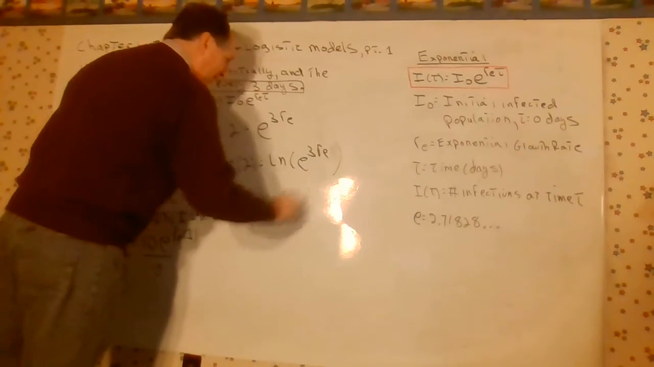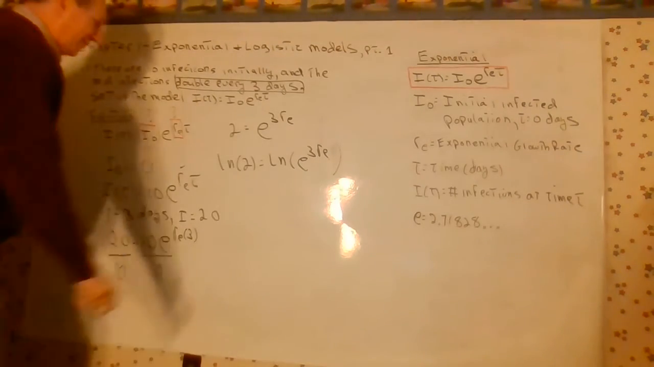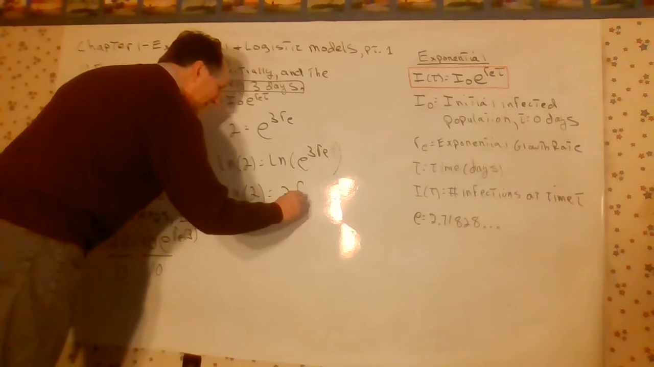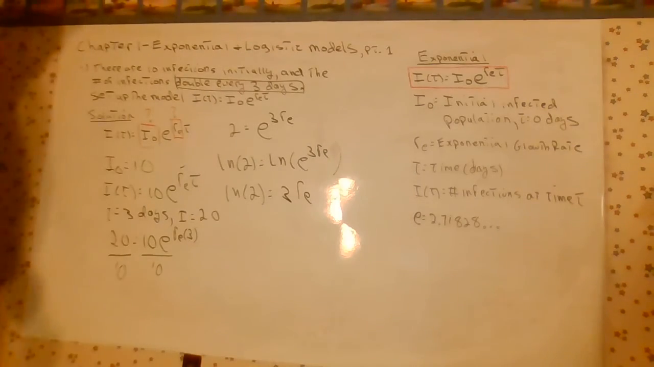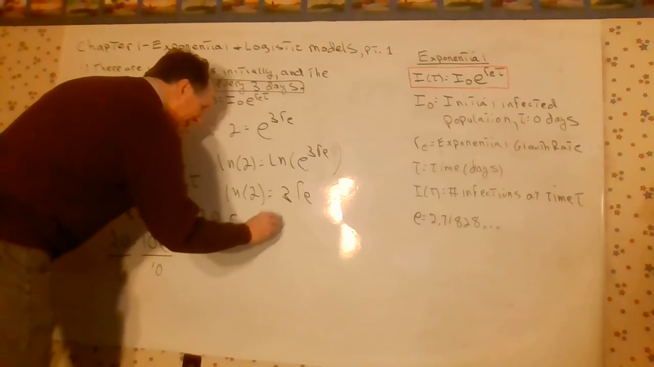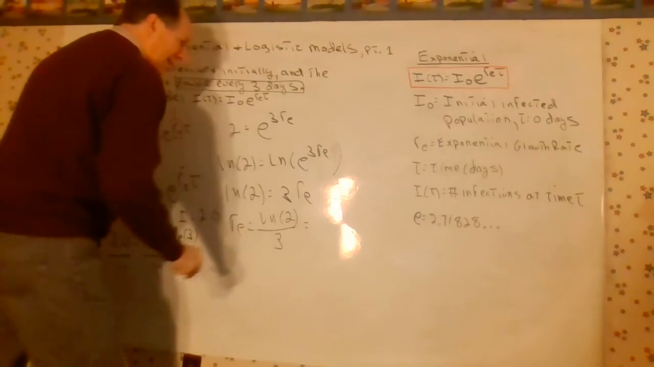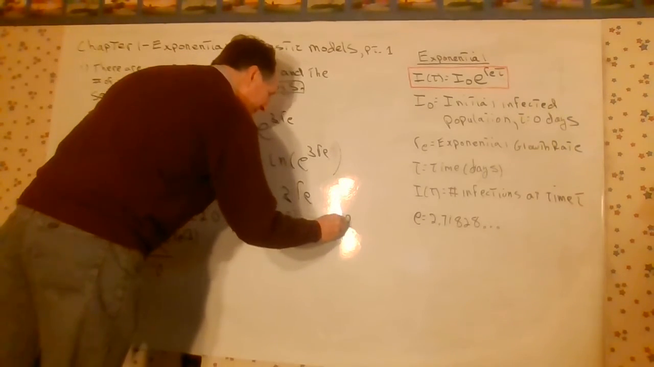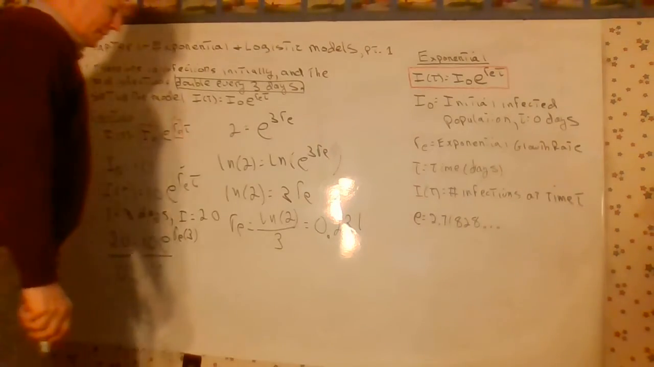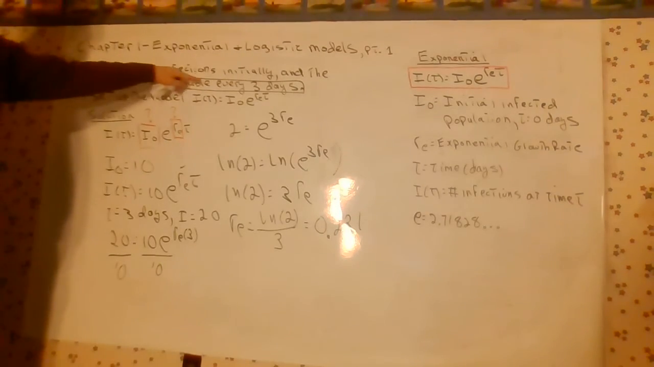Oops, my parentheses goes here. And then the ln and the e cancel, and we just have ln of 2 is equal to 3 r e. And then we can divide by 3, and we have r e is equal to ln of 2 divided by 3. And we can approximate that on a calculator. We have approximately 0.231. And we can keep how many significant figures we need based on how accurate these numbers are here.